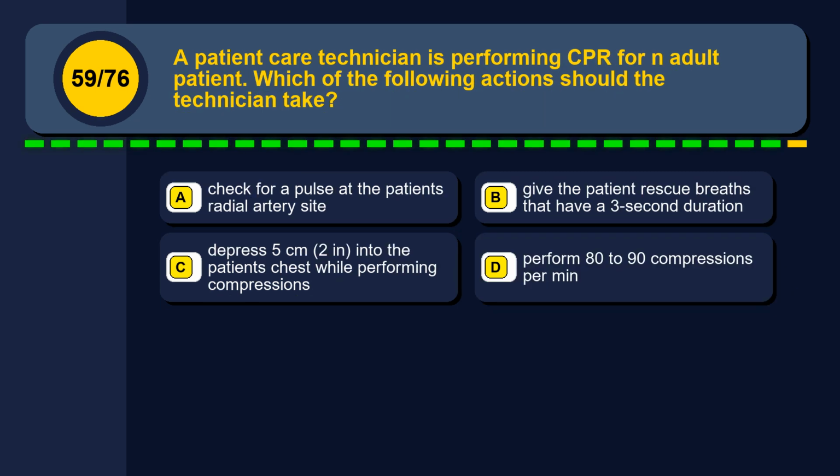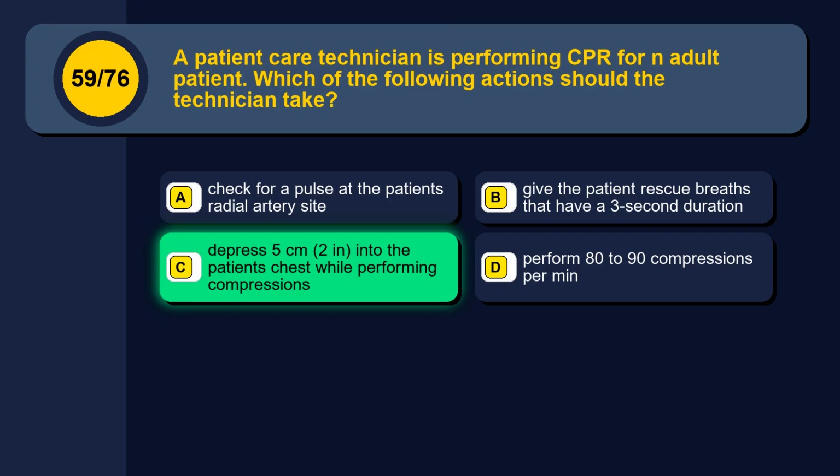Question 59. A patient care technician is performing CPR for an adult patient. Which of the following actions should the technician take? Option A, check for a pulse at the patient's radial artery site. Option B, give the patient rescue breaths that have a 3-second duration. Option C, depress 5 centimeters, 2 in, into the patient's chest while performing compressions. Option D, perform 80 to 90 compressions per min.